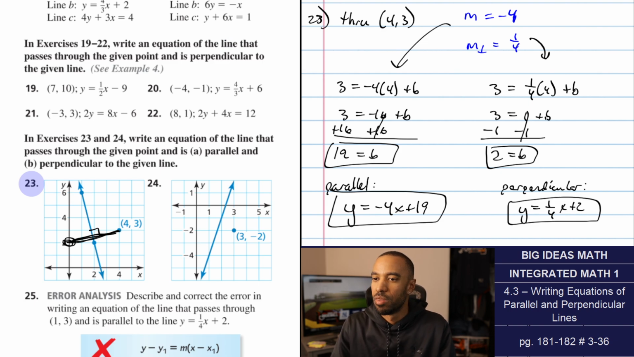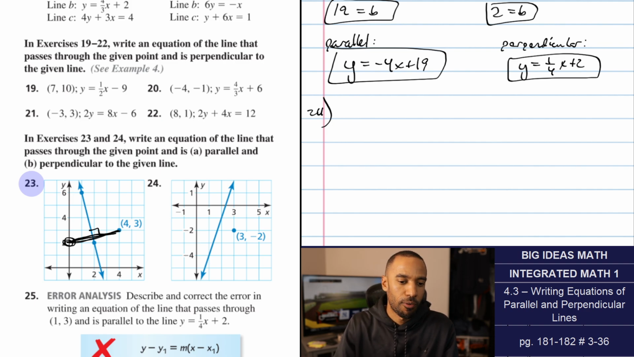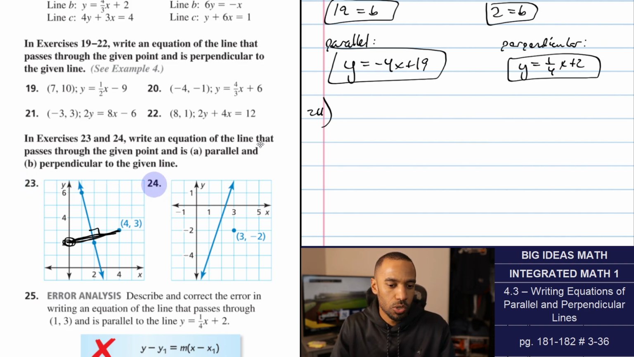Okay, number 24. Now, in number 24, they gave you no points on the original line, so we're going to have to just discover for ourselves, right? I see that it's crossing through this point right here, and I see that it's crossing through this point right here. So I'm seeing a slope of a rise of 3 and a run of 1. So the slope's going to be 3.